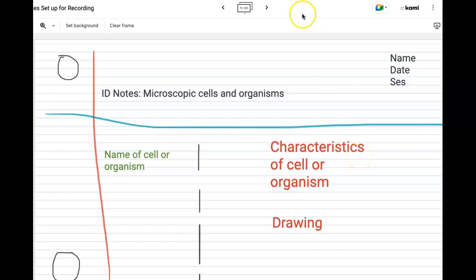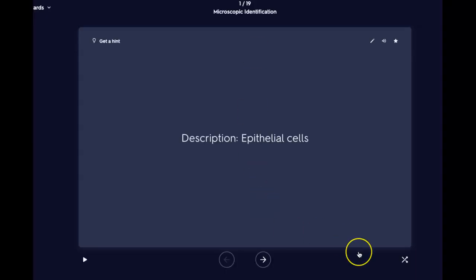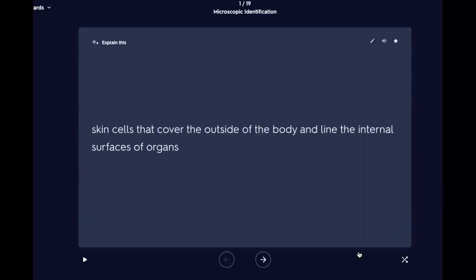or organism. Then the first thing we're going to look at is our epithelial cells. Our epithelial cells are pretty much our skin cells, right? So they are going to be the skin cells that cover both the outside and the internal surfaces of our organs. So pretty much that first layer of our organs and our body are going to be epithelial cells.